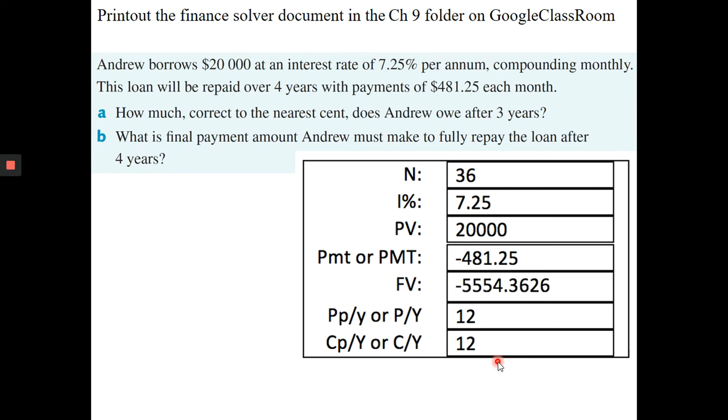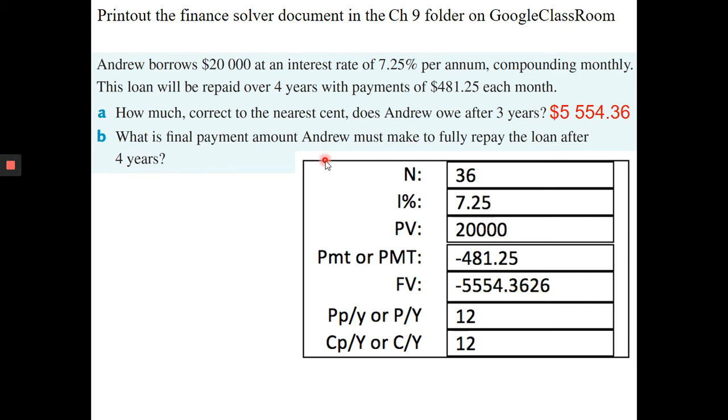How much does Andrew owe after 3 years? So 20,000. He's got about 3/4 of it left. So there's your value: $5,554.36. That doesn't round it up, does it?